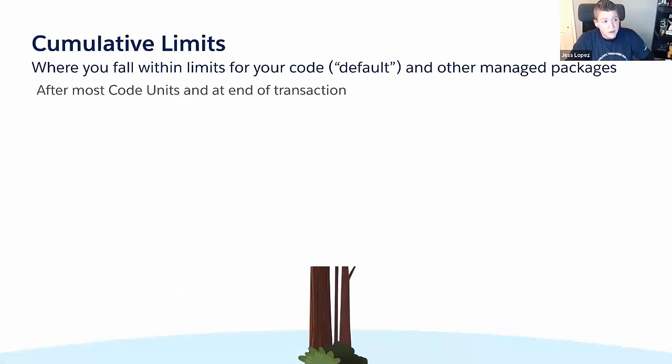Another super useful thing in a debug log are limits. I mentioned at the beginning of the presentation that you can see where you fall within different governor limits after each what we call a code unit. And a code unit is a discrete unit of work within your transaction, like a trigger or a validation rule or a workflow rule. So what that looks like is this.